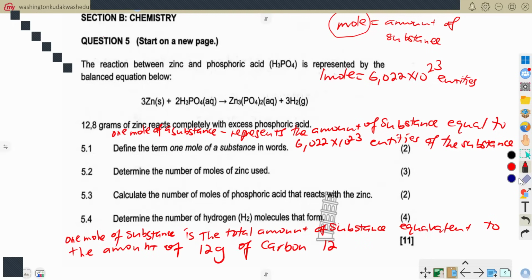Now let's look into the following question: determine the number of moles of zinc used. How do we determine the number of moles? We have our formulations, and we can use them. Let me show you the formulations that are just on the next page.